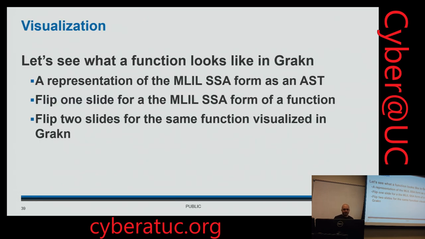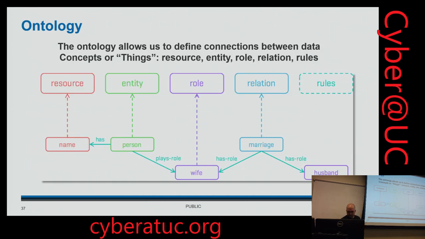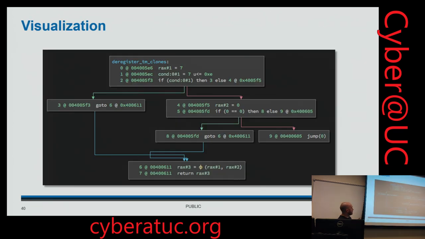So visualizing this kind of stuff, we can take the data that was in the basic blocks in the functions before and assign it rules, connections, entities, and relationships between the data. Whatever the function here, we can apply those same rules and relations to this function, and when we do that, we can visualize something like this.